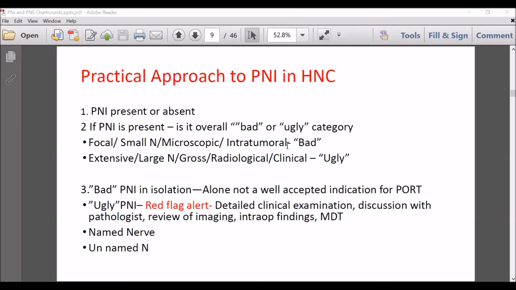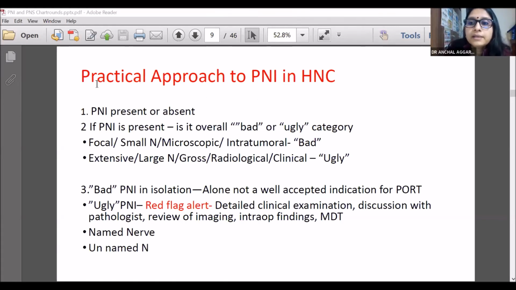Can I share my screen again? Because there are a lot of questions regarding PNI. Yes, ma'am, you can share. Yeah, just a moment. Let me share. Is it visible? Yes, it's visible, ma'am.